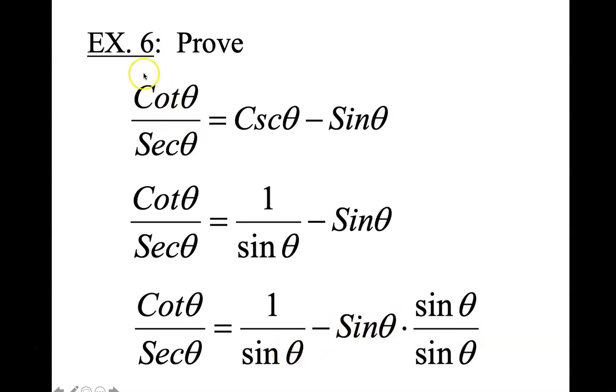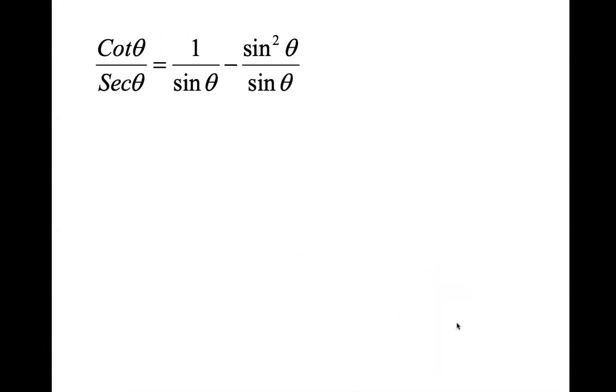So again, I'm not doing anything with the left side. I'm just bringing it down as is, not touching it, just playing with this right side. So that's going to give me 1 over sine minus, and then sine over 1 times this will be sine squared over sine. Something like that.